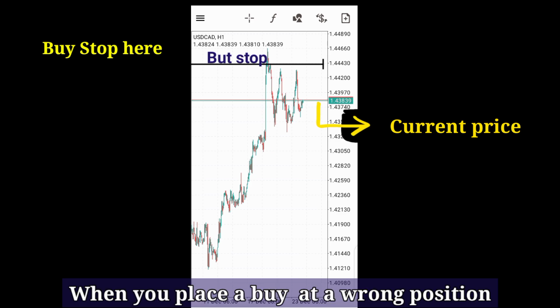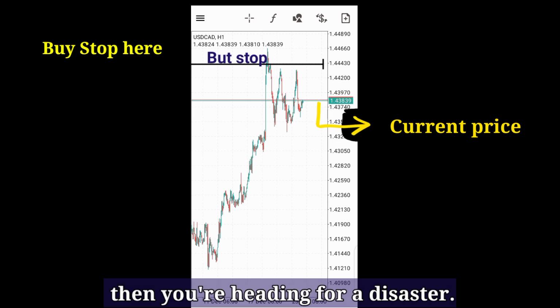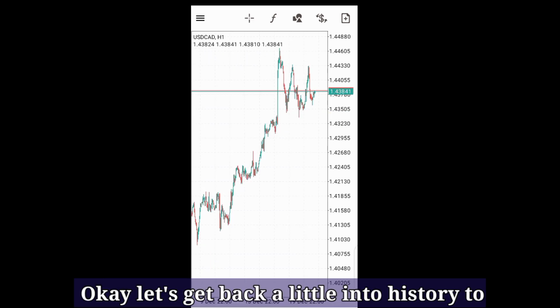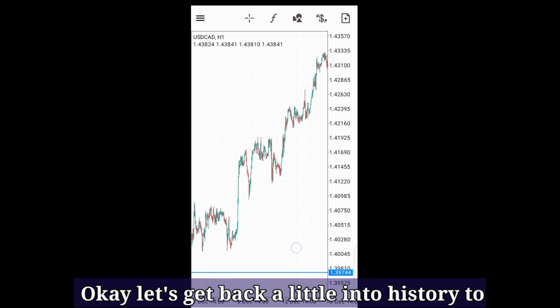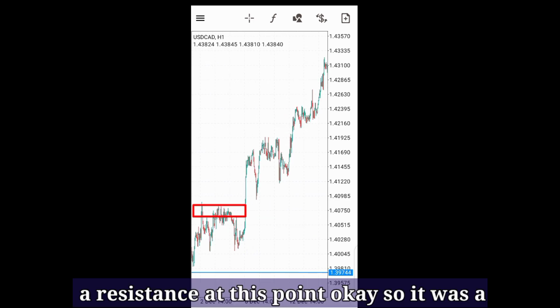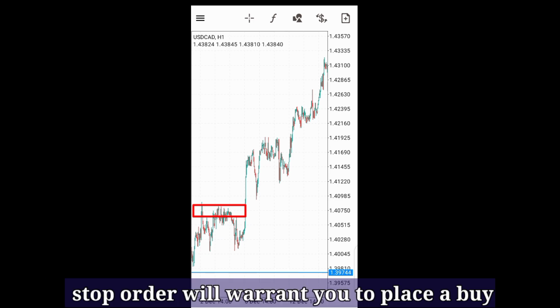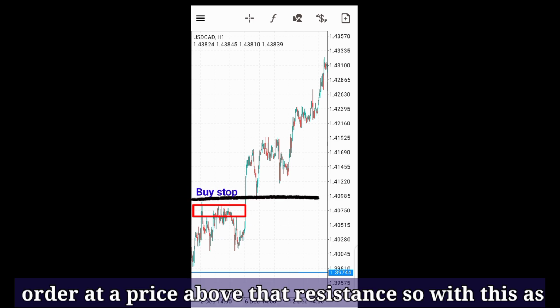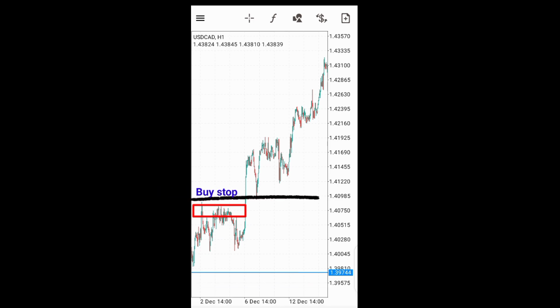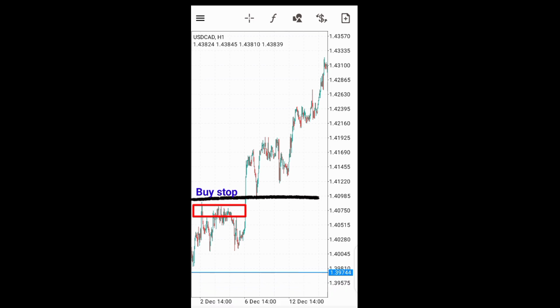When you place a buy stop at a wrong position or at a wrong price level, then you're heading for a disaster. Okay, let's get back a little into history to see how it can work in your favor. So this was a resistance at this point, when price was just below it. A buy stop order will warrant you to place a buy order at a price above that resistance. So with this as the resistance, you can set a buy order just above that resistance.